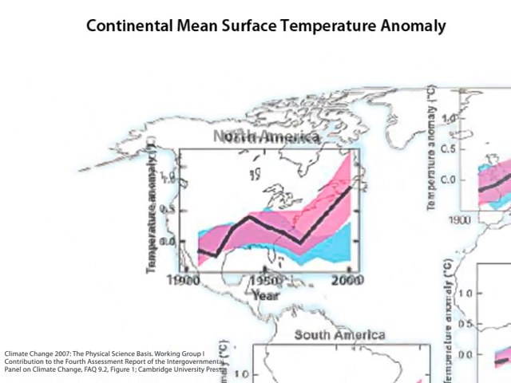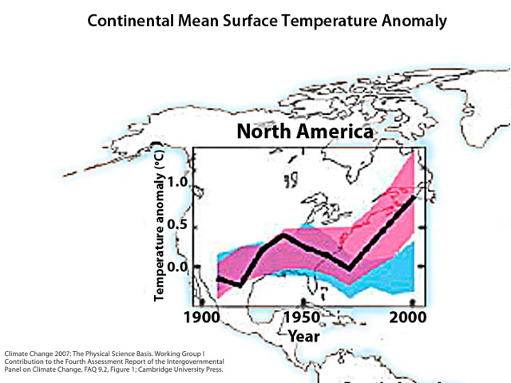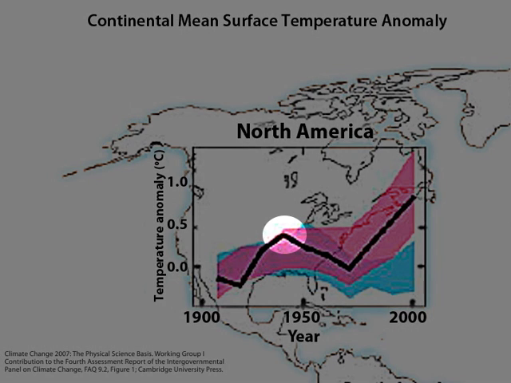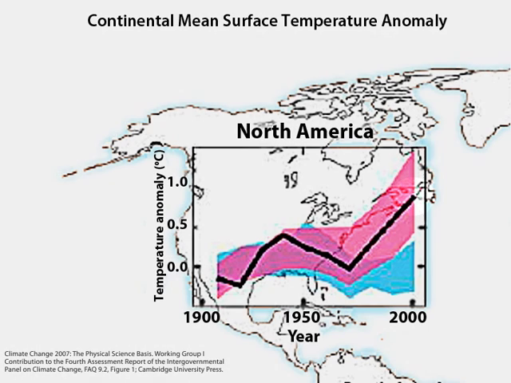The black line in the diagram of North America indicates observed decade-by-decade changes in continental mean temperatures. Notice the 1930s, the Dust Bowl and Depression era, which was warm. The last part of the 20th century was also very warm. The blue band shows the range of average temperature changes simulated by climate models, taking into account only natural forcing agents. The pink band shows the simulated temperature changes that include both natural and human forcing agents.